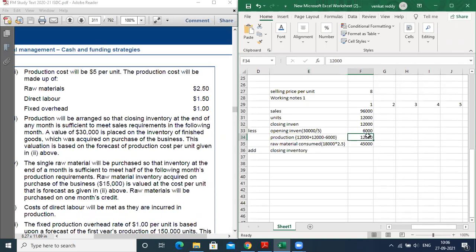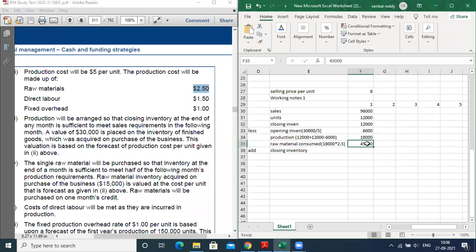Sorry, it is 18,000. So 12 plus 12, 24 minus 6, so it will be 18,000. So the total production is 18,000. And what is the cost of this raw material consumed? So 18,000 into the raw material cost per unit, which is 2. So it comes to 45,000.